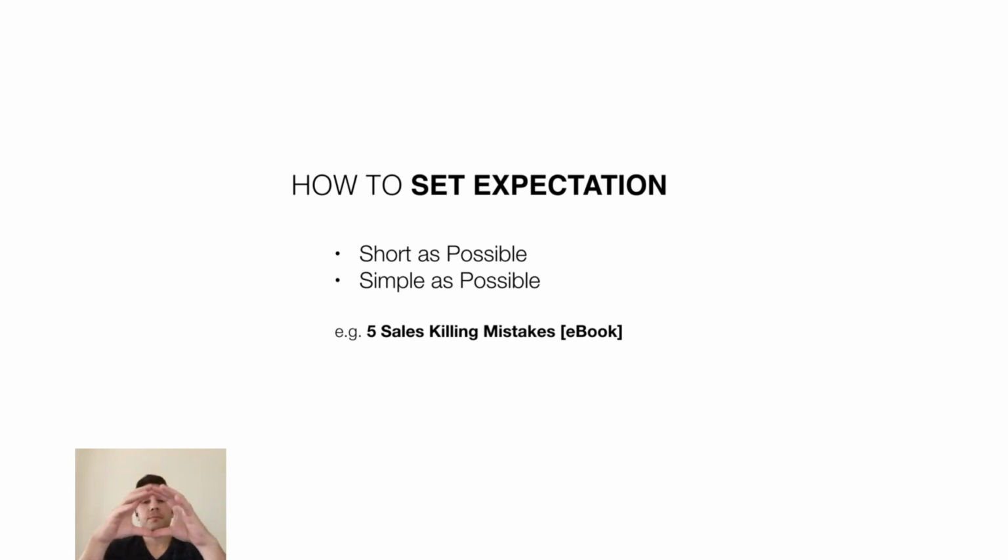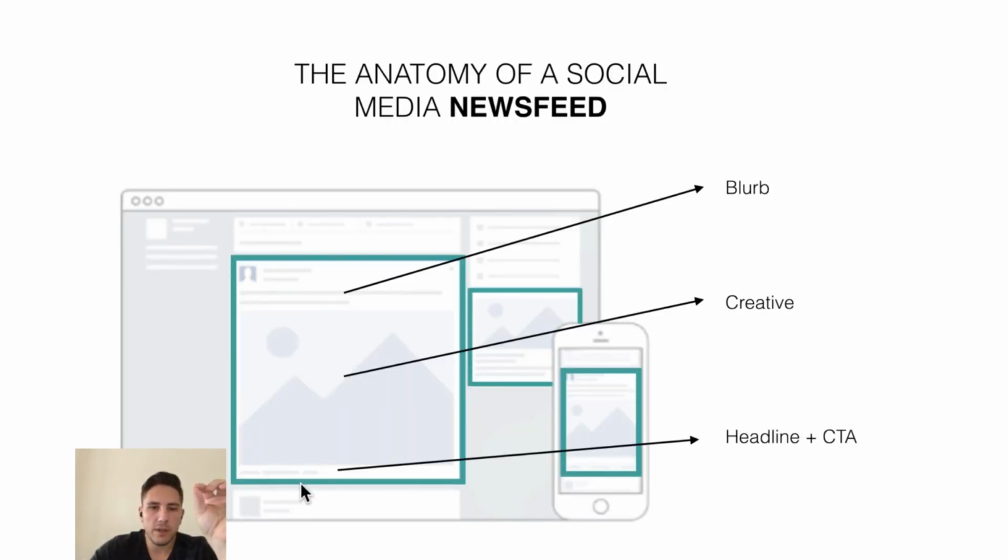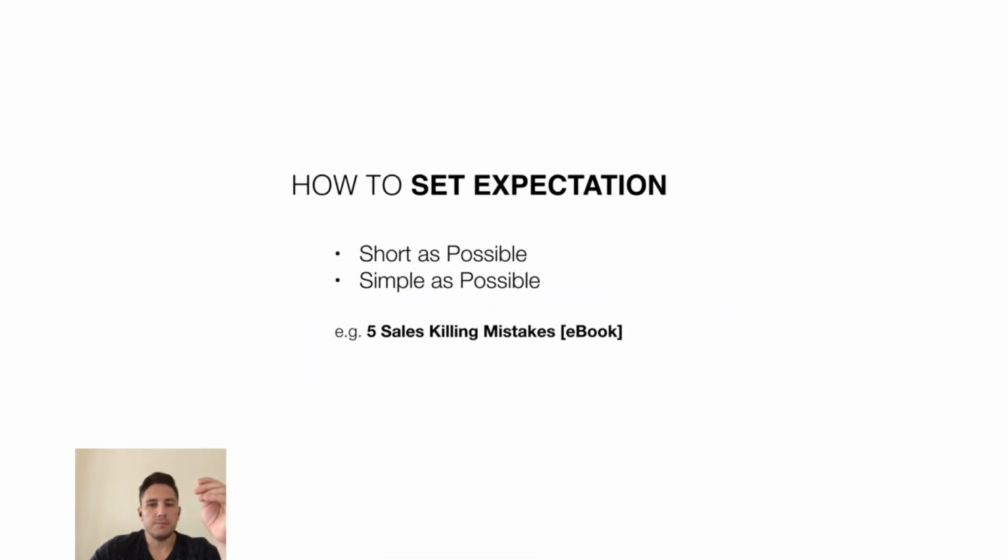All right, so how to set expectations. Be short with the headline because there's not a lot of space. If we go back to the anatomy of the headline, there's not a lot of space. You don't have 20, 30 lines like the blurb, where you can almost write as much as you want. Here you've got 1 line really, max 2, in order to ensure that people understand what you're trying to say. So you have to be short and simple with the headline.